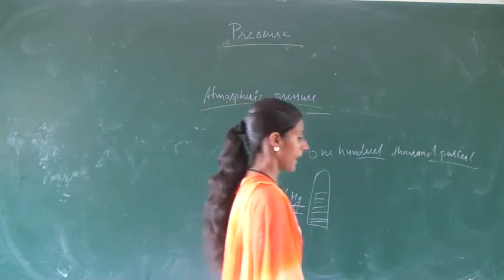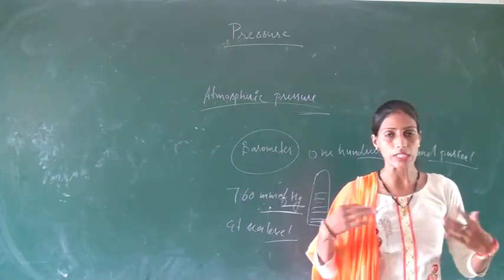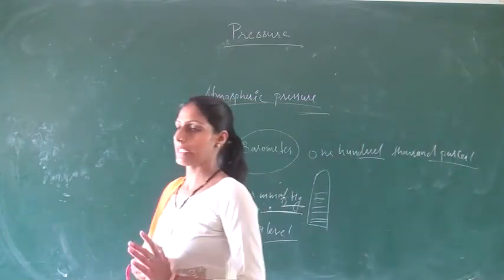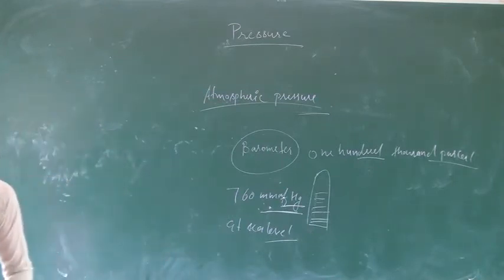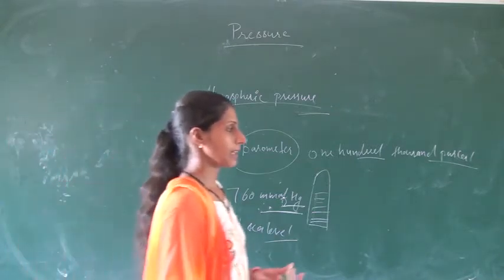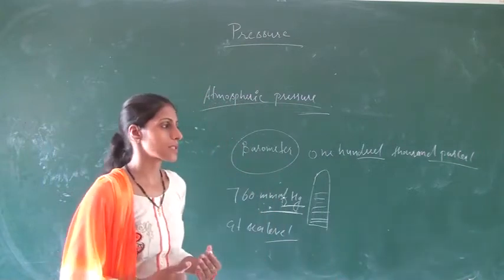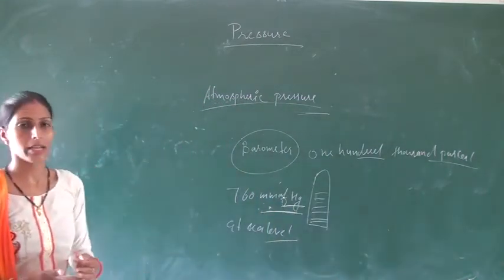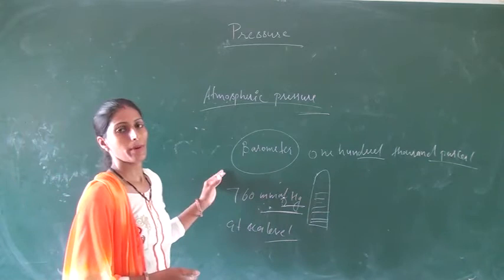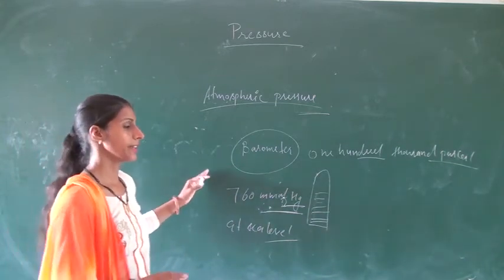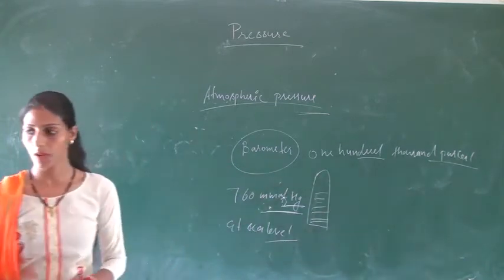If the atmospheric pressure is removed suddenly, then our blood vessels and tissues will not work properly, the flow of blood in our body stops, and our circulatory system does not work properly. So we need pressure. Okay.